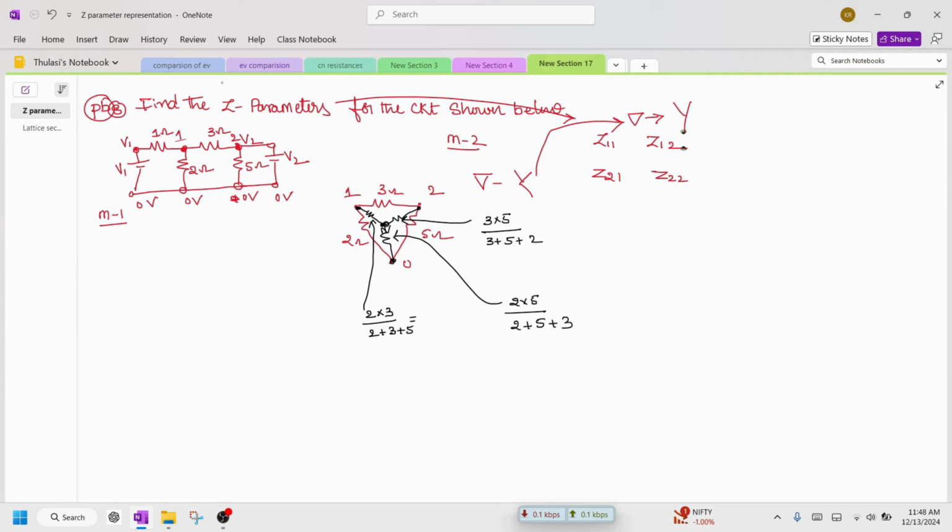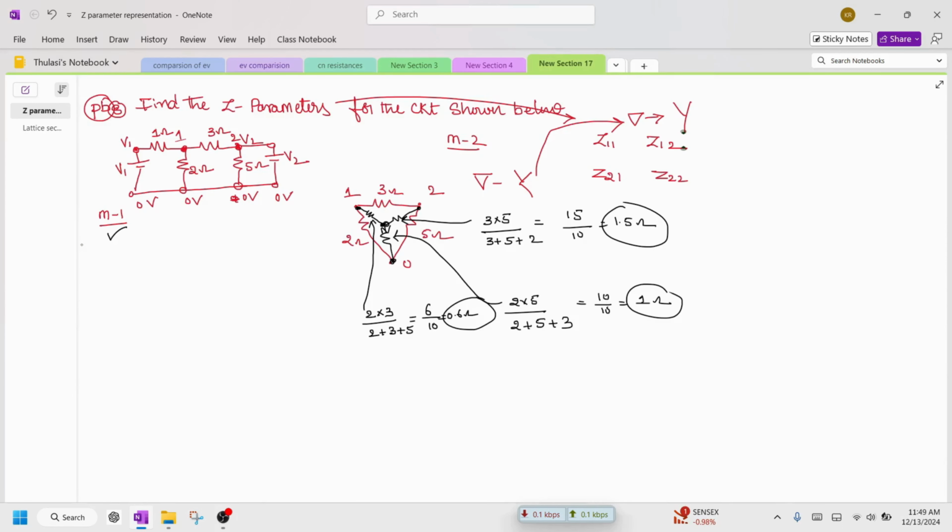So when you are trying to solve it, this is 6 divided by 10. This is nothing but 0.6 ohm. This is 5 threes are 15 divided by 10, which is 1.5 ohm. This is 10 divided by 10, which is 1 ohm. Carefully see this modification, which makes the network more simplified.